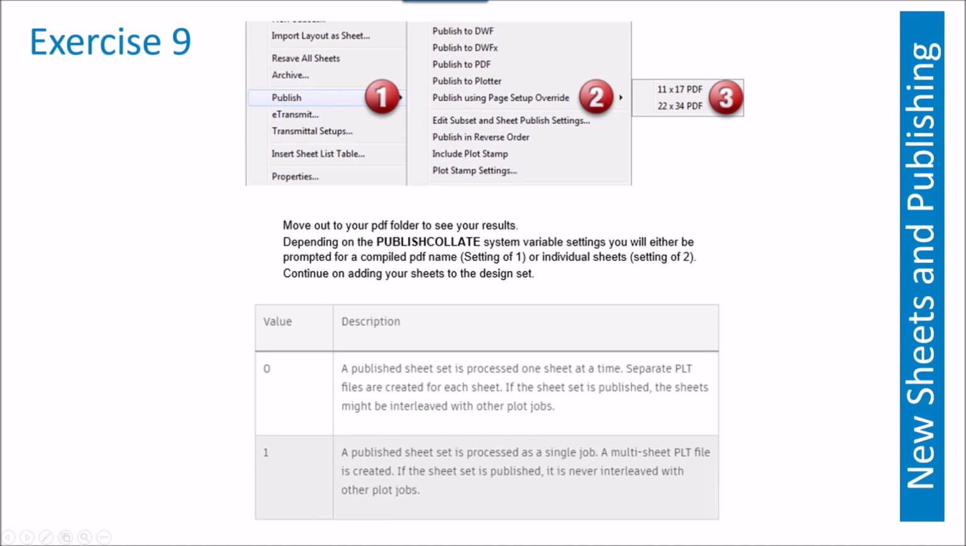We are now on exercise 9. In this exercise, we are going to publish our sheets to a PDF or a DWFX, and we're going to talk about the publish collate system variable. Setting it to 1 can enable you to publish the entire package as one PDF, or individual PDFs based on the sheet or layout name. We're going to add new sheets first, and then we're going to publish to 2 different formats to show you how this is done.